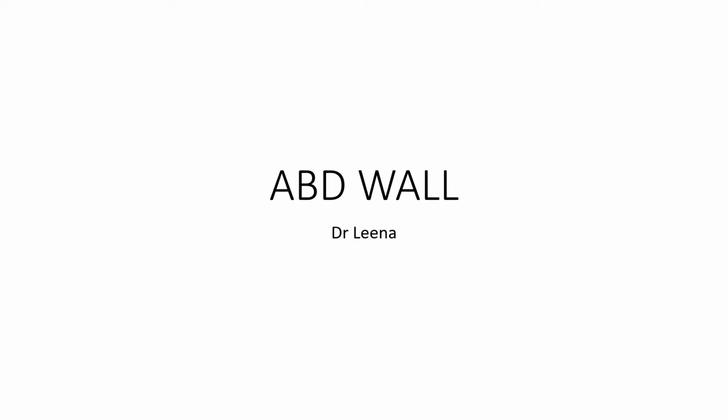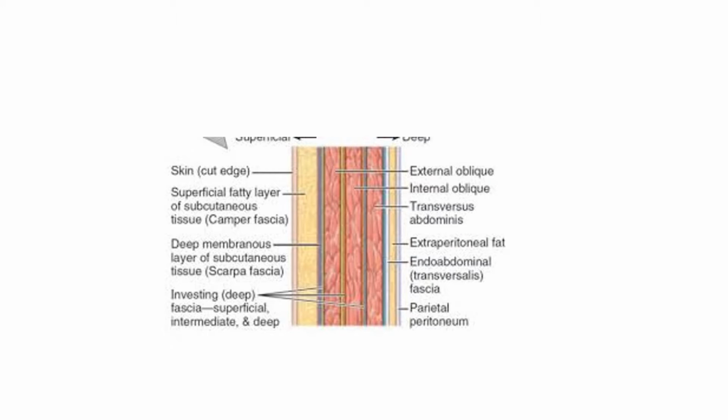Okay. So we will see the abdominal wall. The abdominal wall is limited above by the xiphisternum, right and left costal margin, and below by the iliac crest, fold of groin, pubic tubercle, pubic crest and pubic symphysis. Now let us see the layers.